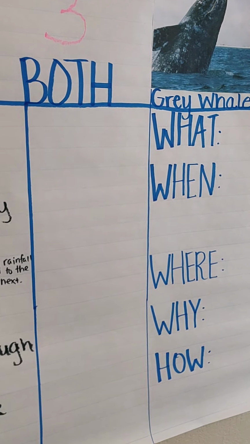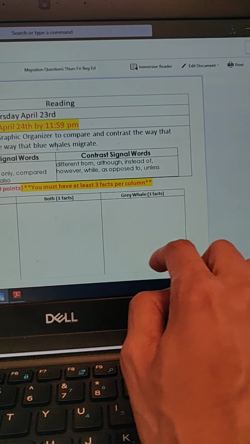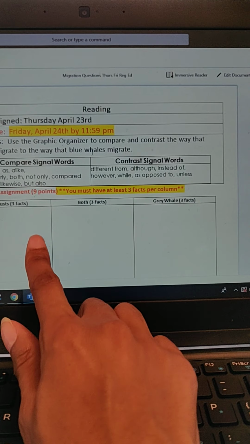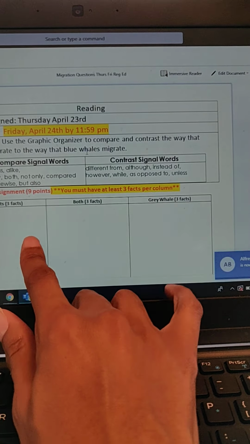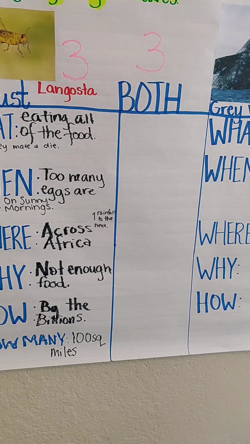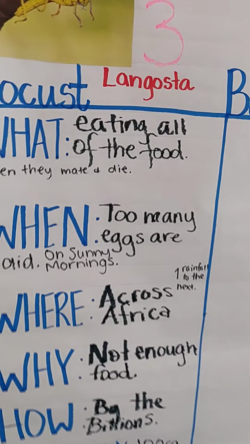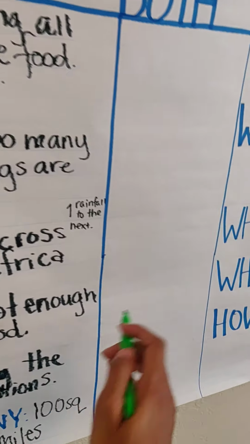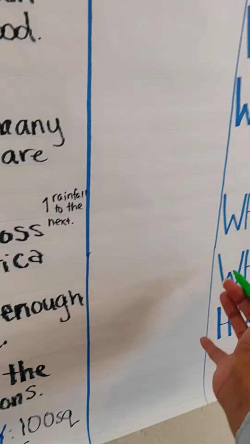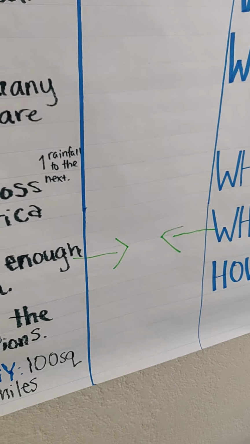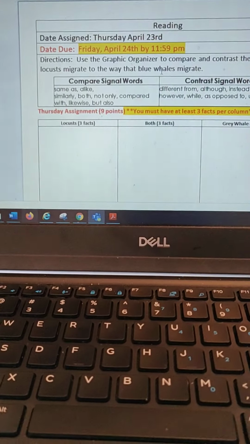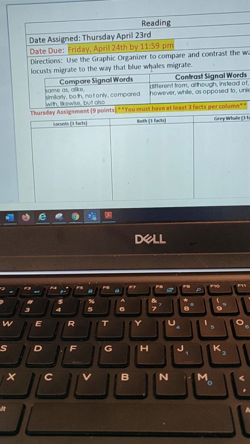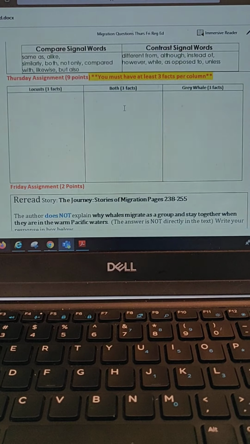But if they travel to 2 different places, for example, the locusts, we know they travel across Africa. But if the gray whale is traveling somewhere else, then you need to put that fact here because they're not the same. So remember, this part is on the computer. This part you need to do as a rough draft. So this is just like an organization tool that you're going to use. So you're going to go ahead and say, oh, if they have the same why, you're going to draw your arrows there on your paper, and then you're going to type that in the both section. So that is Thursday's activity. Let's look at Friday.